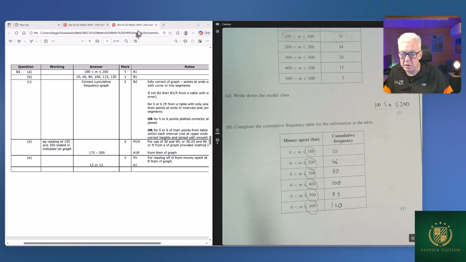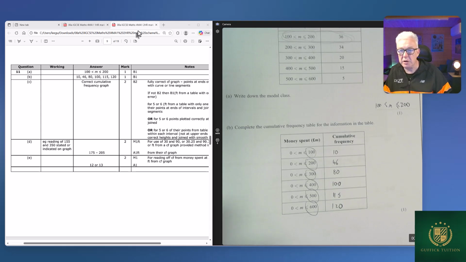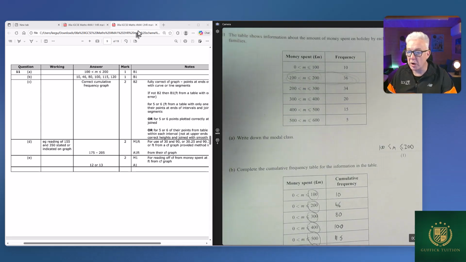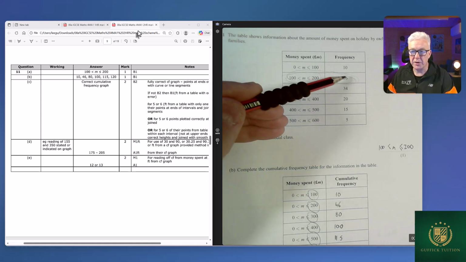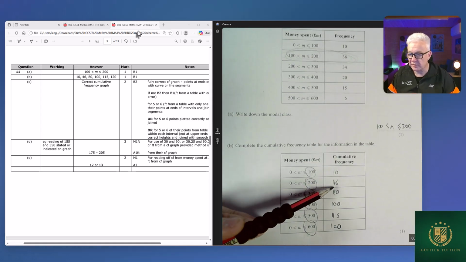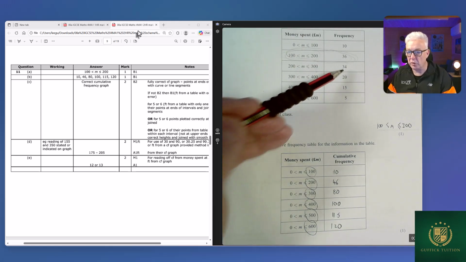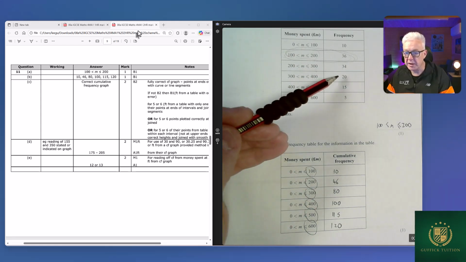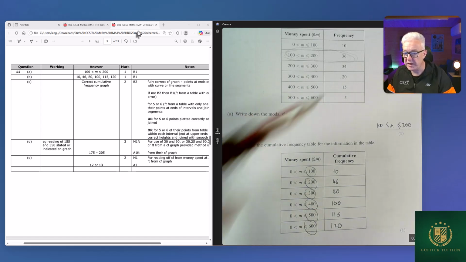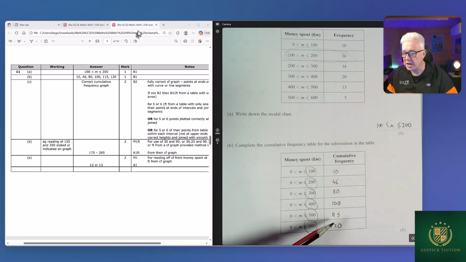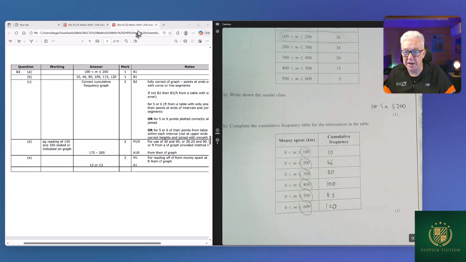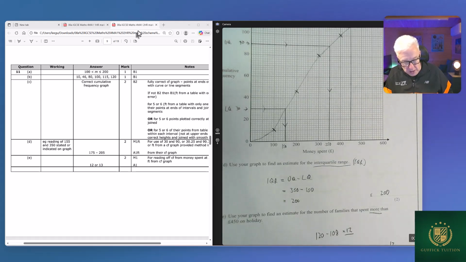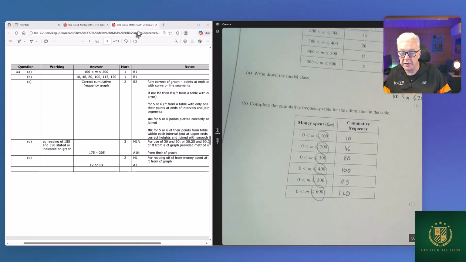Part B, complete the cumulative frequency table for the information. Now, cumulative frequency, the way to think of it is like a running total. So here we've got 10, so we've got 10 so far, but you add 36 to it for the next one, so 10 add 36 is 46. Then you add another 34 for the next one, so it gets you to 80. You add another 20, which gets you to 100. You add 15, which gets you to 115. You add 5, which gets you to 120. So think about these as a running total. Each one is made by adding up the previous amounts. So there's our running total. Now, that's our 1 mark for completing that.